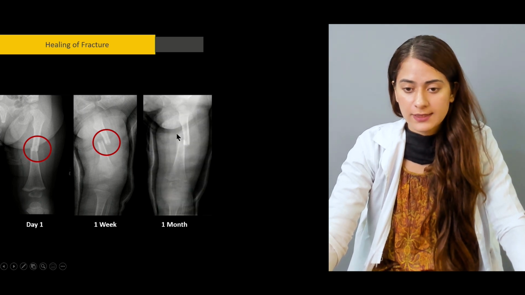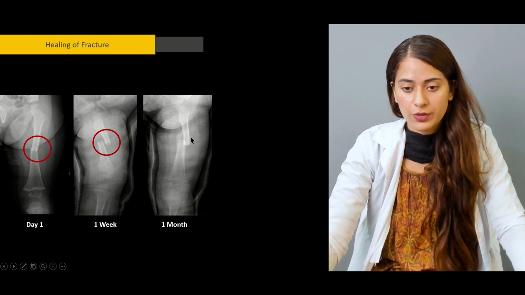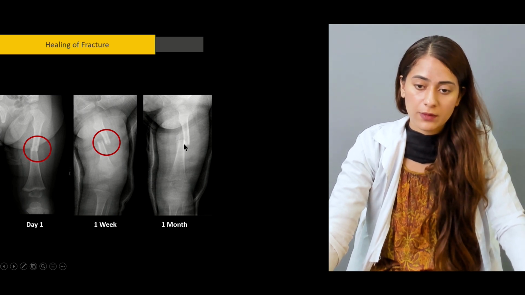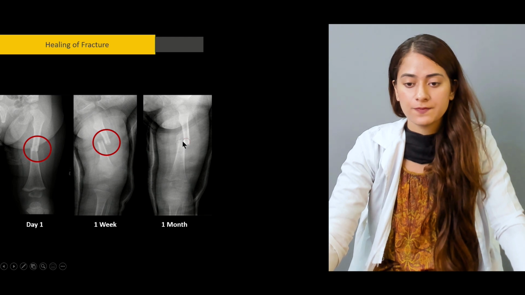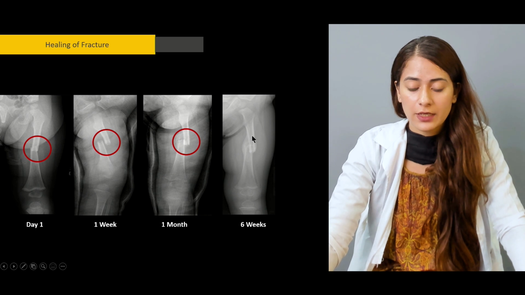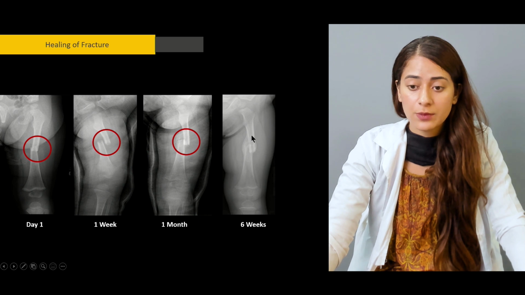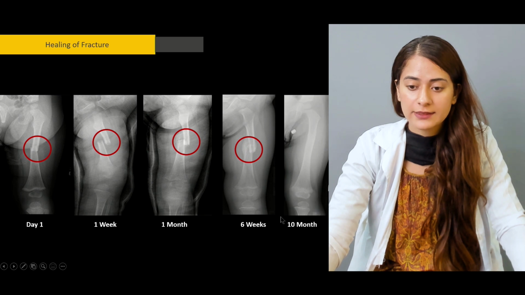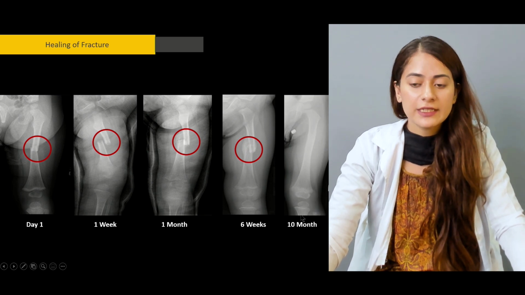So 1 month. This is actually the fibrocartilaginous structure, the fibrocartilage that has formed here. This is 1 month. In 6 weeks there is some ossification of this fibrous cartilage that is visible here, and in 10 months it has completely healed.